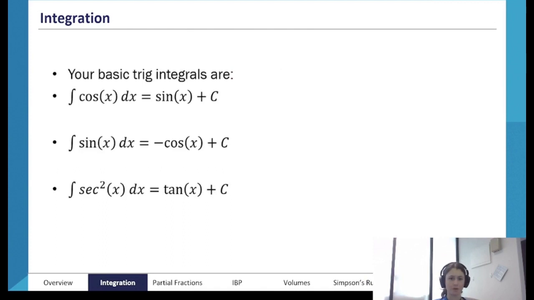Okay, getting onto some more integration by substitution using trig integrals. So, our basic trig integrals are the integral of cos x equals sine x, the integral of sine x equals negative cos x, and then the integral of sec squared x equals tan x. That's the one I was going over before.